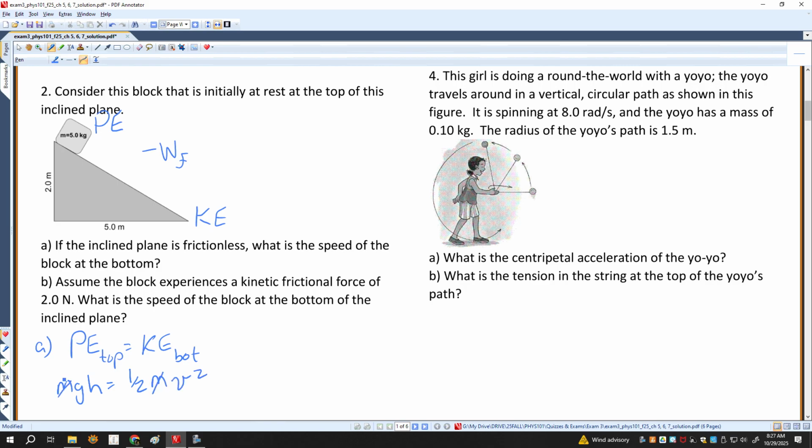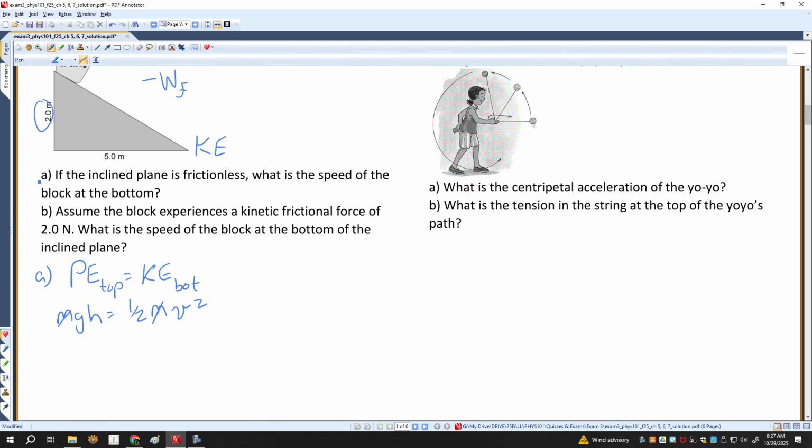The m's cancel. h is equal to 2. So that's 10 times 2 equals 1/2 v squared. So v is the square root of 40, which is 6.3 meters per second. So that's the first part.